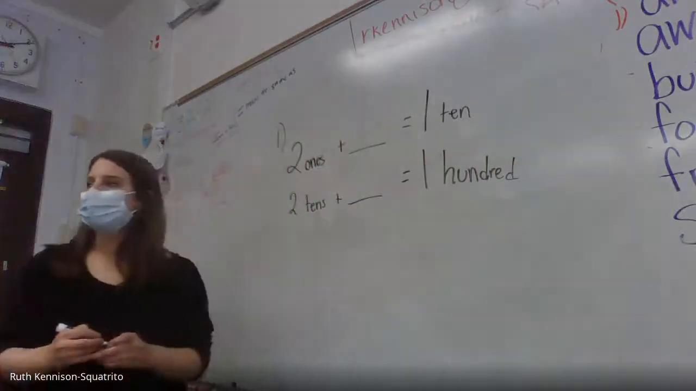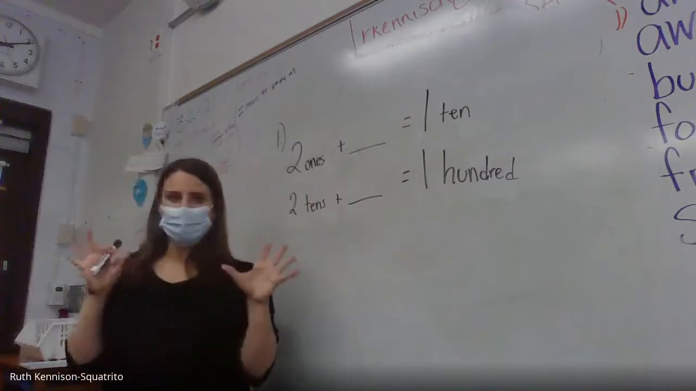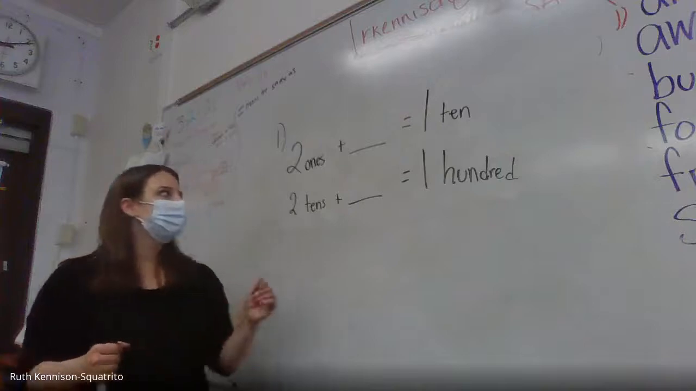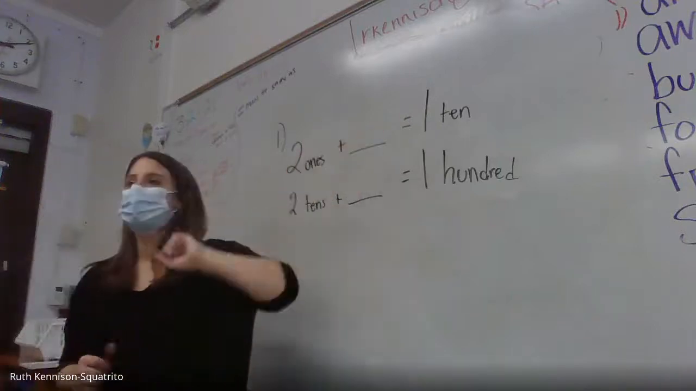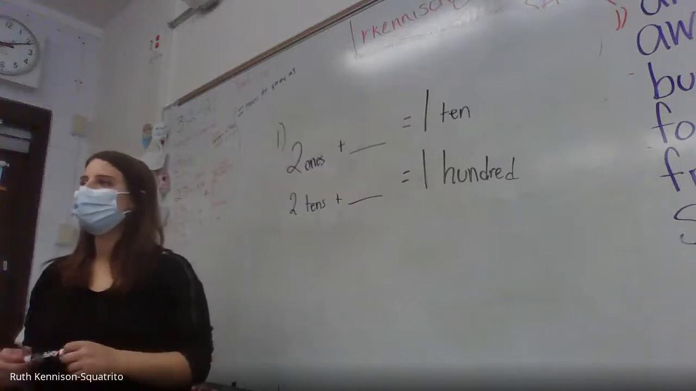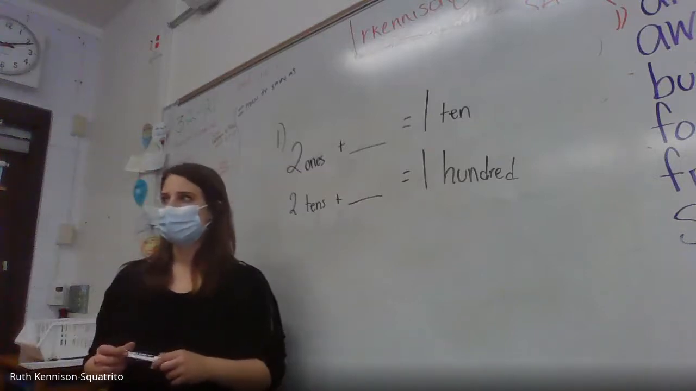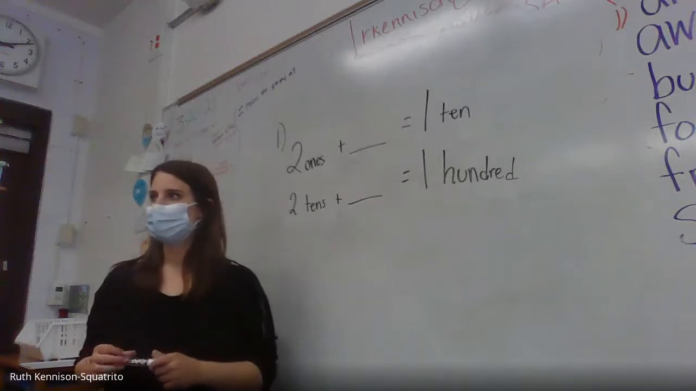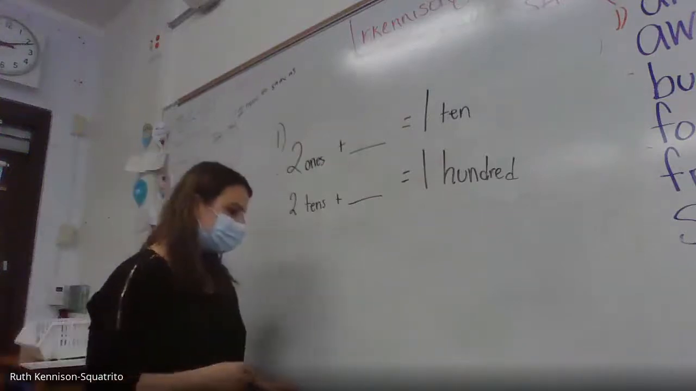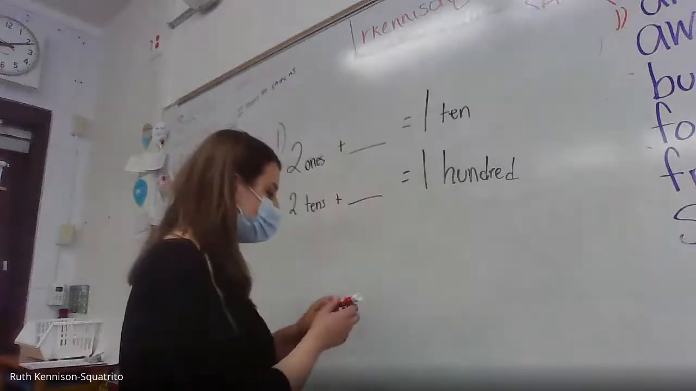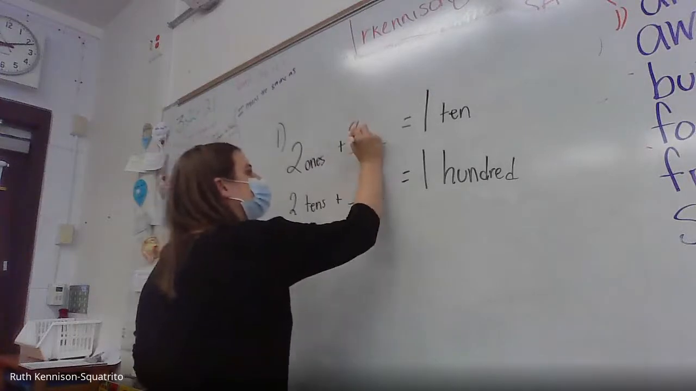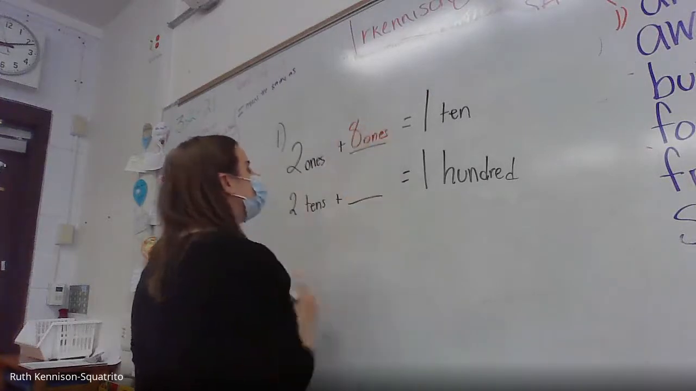Okay, so first you might look at this and you might go, ah! Don't do that. Don't freak out. Okay, so what you're saying is 2 plus what equals 10? Do you guys know 2 plus what equals 10? Sophia? 2 plus 8. Very good. It is 2 plus 8. And so on this, you would say 2 ones plus 8 ones equals 10.